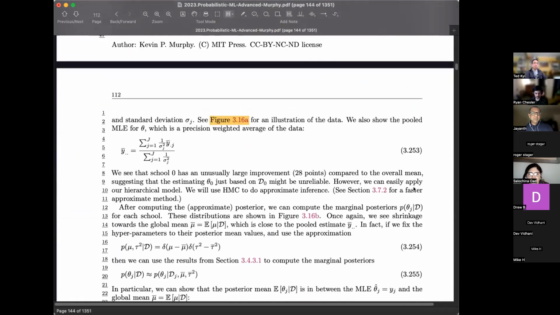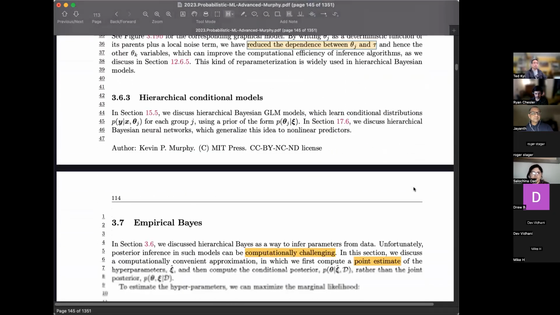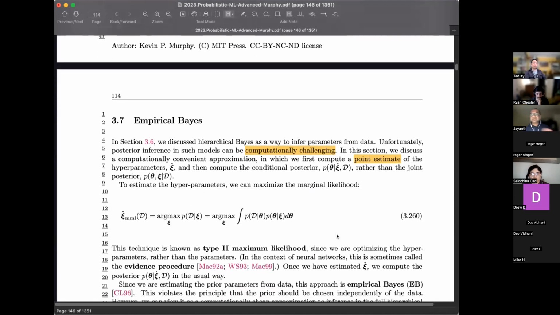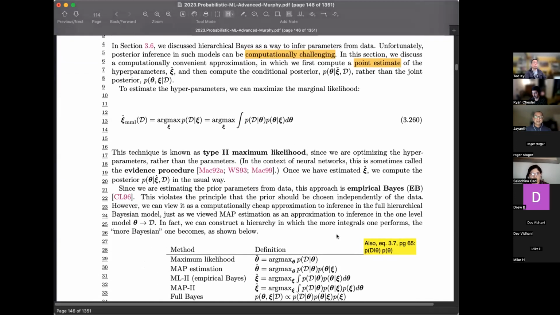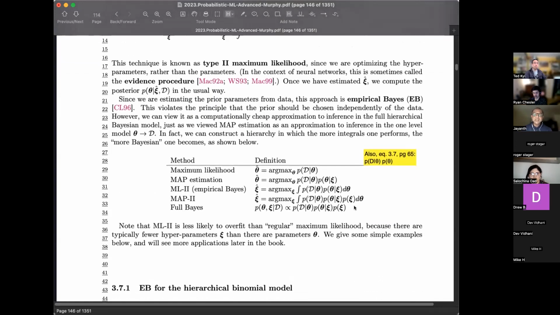Okay. Moving on. The next topic is empirical Bayes. And the thing about empirical Bayes is that rather than having to deal with a distribution for the psi, we just go for a point estimate. And that makes computation easier. That's the main idea here.